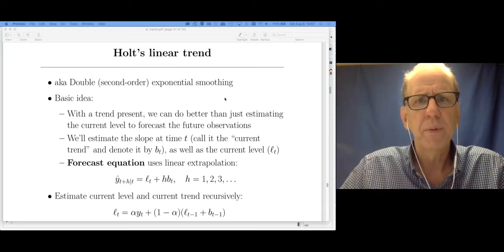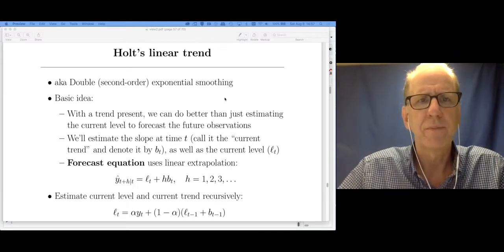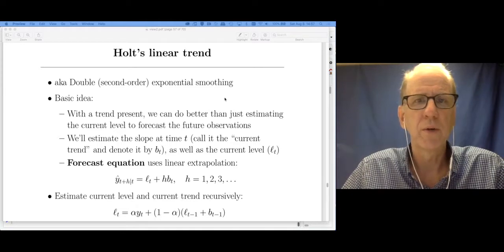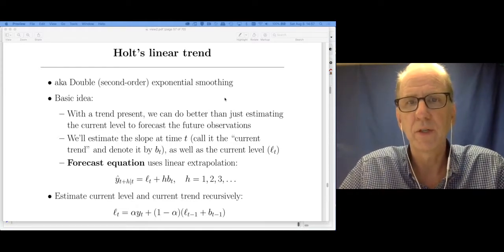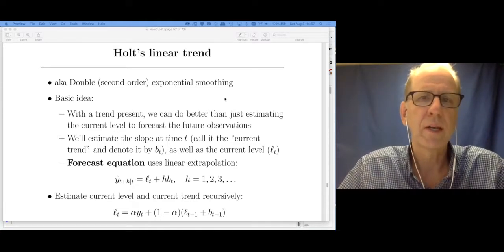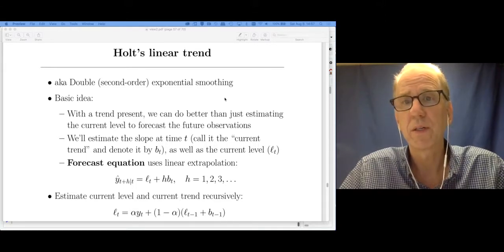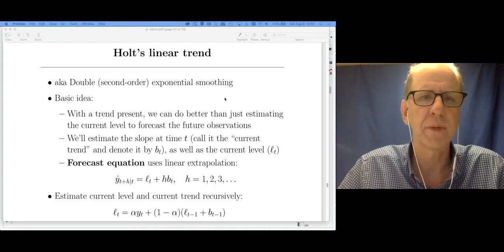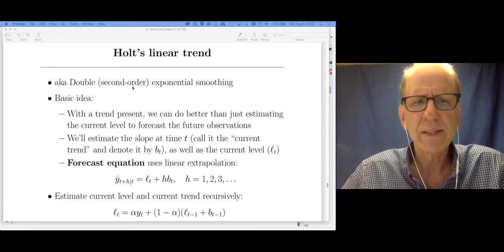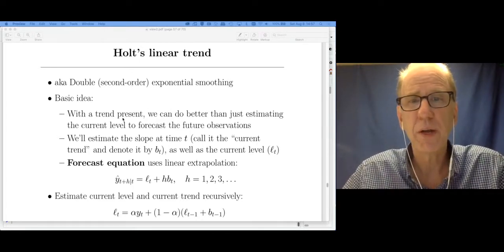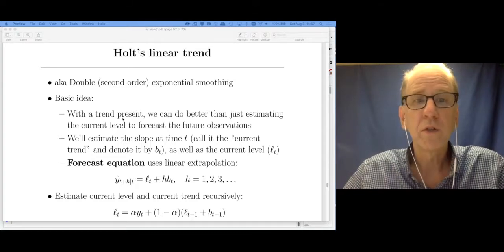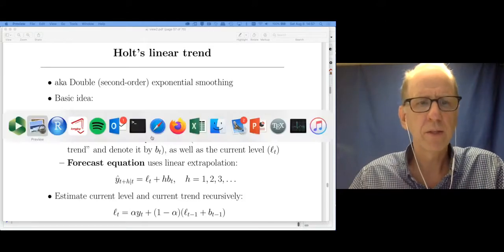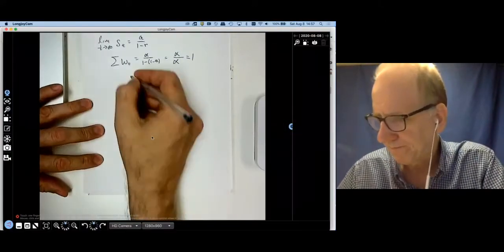So a couple things about Holt's method. It has a number of names. Another name that it goes by is double exponential smoothing. Sometimes you'll see second order exponential smoothing in different textbooks as well. So all of these mean the exact same thing. And so the whole idea is that if there is a trend present, we can do better than just estimating the current level. So let's go over to my document camera for a second.